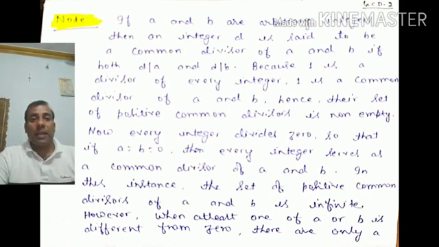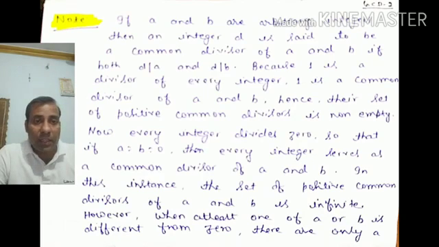If a and b are arbitrary integers, then an integer d is said to be a common divisor of a and b if both d divides a and d divides b. We can also see this in an example. If we take a number 10, then 10 is divisible by 2, and another number 12, and 12 is also divisible by 2. So here 2 is the common divisor of 10 and 12.